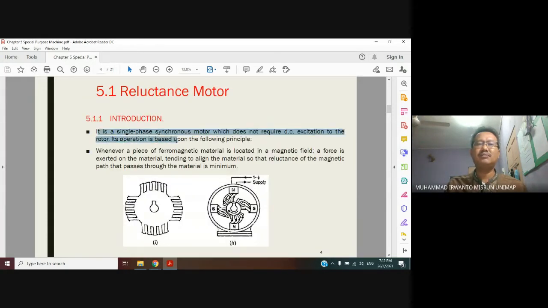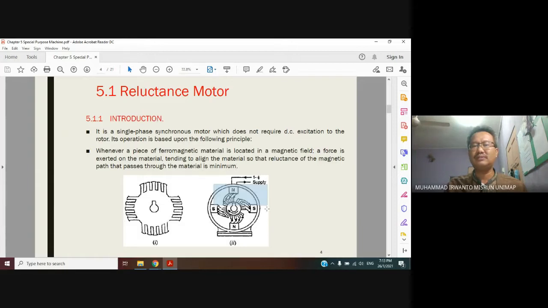It is a single phase synchronous motor which does not require DC excitation to the rotor. Its operation is based on the following principle. Whenever a piece of ferromagnetic material is located in a magnetic field, a force is exerted on the material tending to align the material so the reluctance of the magnetic path that passes through the material is minimum.